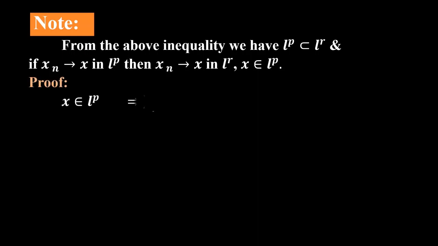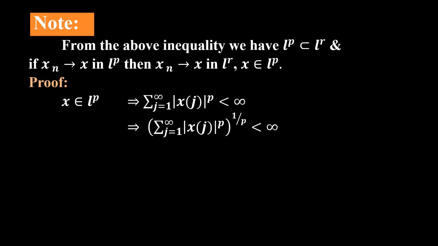Proof. If x belongs to l^p, this implies, by the definition of l^p, summation j varies from 1 to infinity of mod of x_j power p is less than infinity. So this implies summation j varies from 1 to infinity of mod of x_j power p, whole raised to 1 by p, is less than infinity. So this implies norm p of x is less than infinity, by definition. This is the definition of norm p.